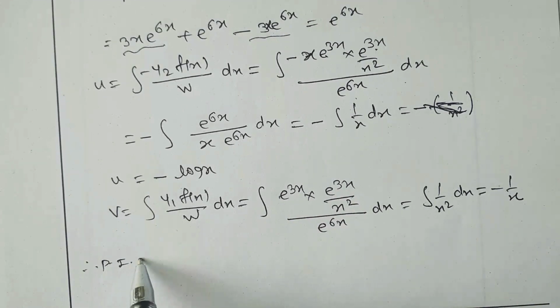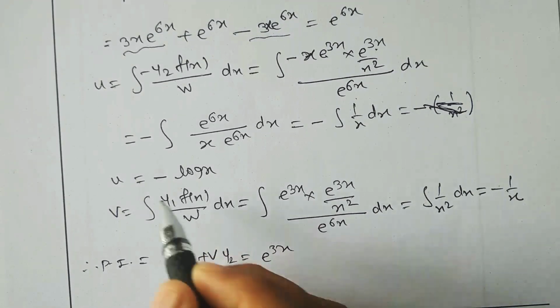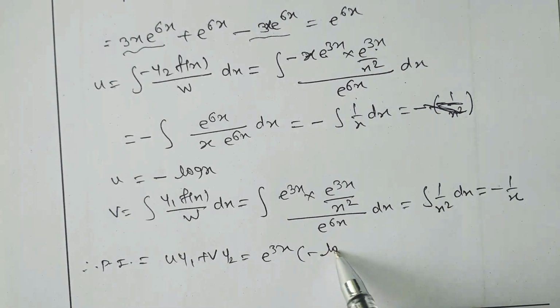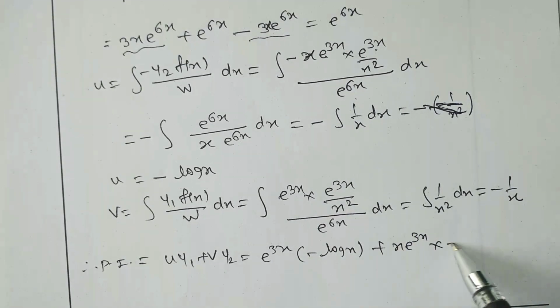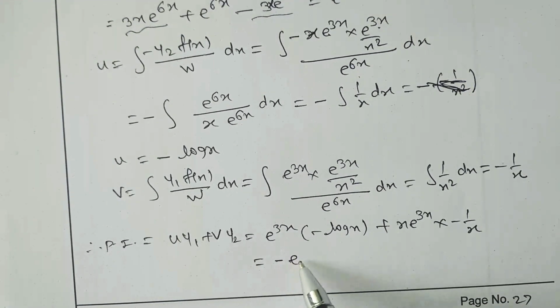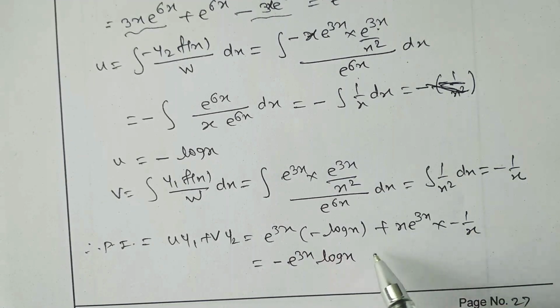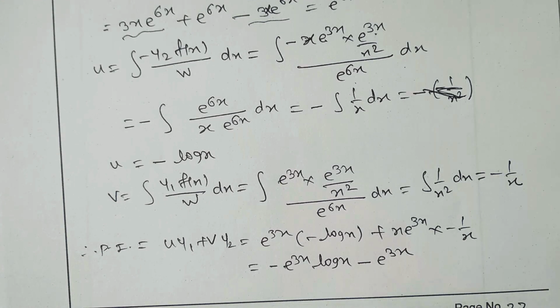Therefore PI is uy1 + vy2. The value of y1 is e^(3x) into u, which is -log x, plus the value of y2, x e^(3x), into v, which is -1/x. So simplifying, you will get -e^(3x) log x, then x gets cancelled, -e^(3x), that is the value of PI.